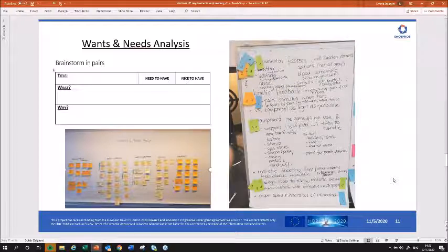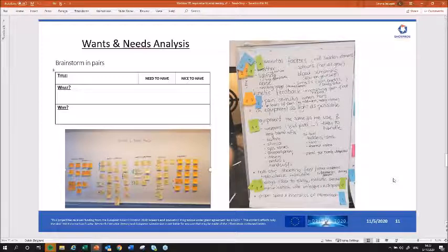So we asked them to brainstorm first in pairs. We gave them some papers and they could write down ideas that they had. So, okay, what would we like to have, or what do we want the system to be able to do? And also to explain a little bit why. Why is it necessary? What purpose does it have to have this feature included in the system?